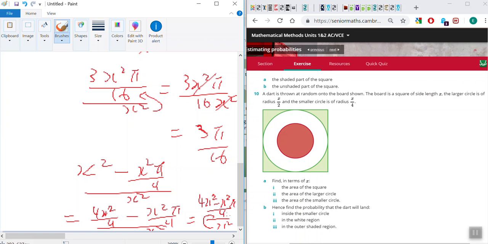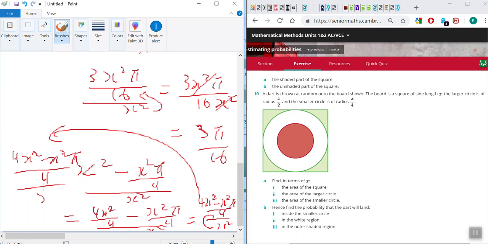Now I can move the x squared to the denominator, I have to do it over here, so we're in our space. We've got 4x squared minus x squared pi, on 4, divided by 4x squared, because I moved it to the denominator. Now the x squared cancel, so you're left with 4 minus pi over 4 as your probability.